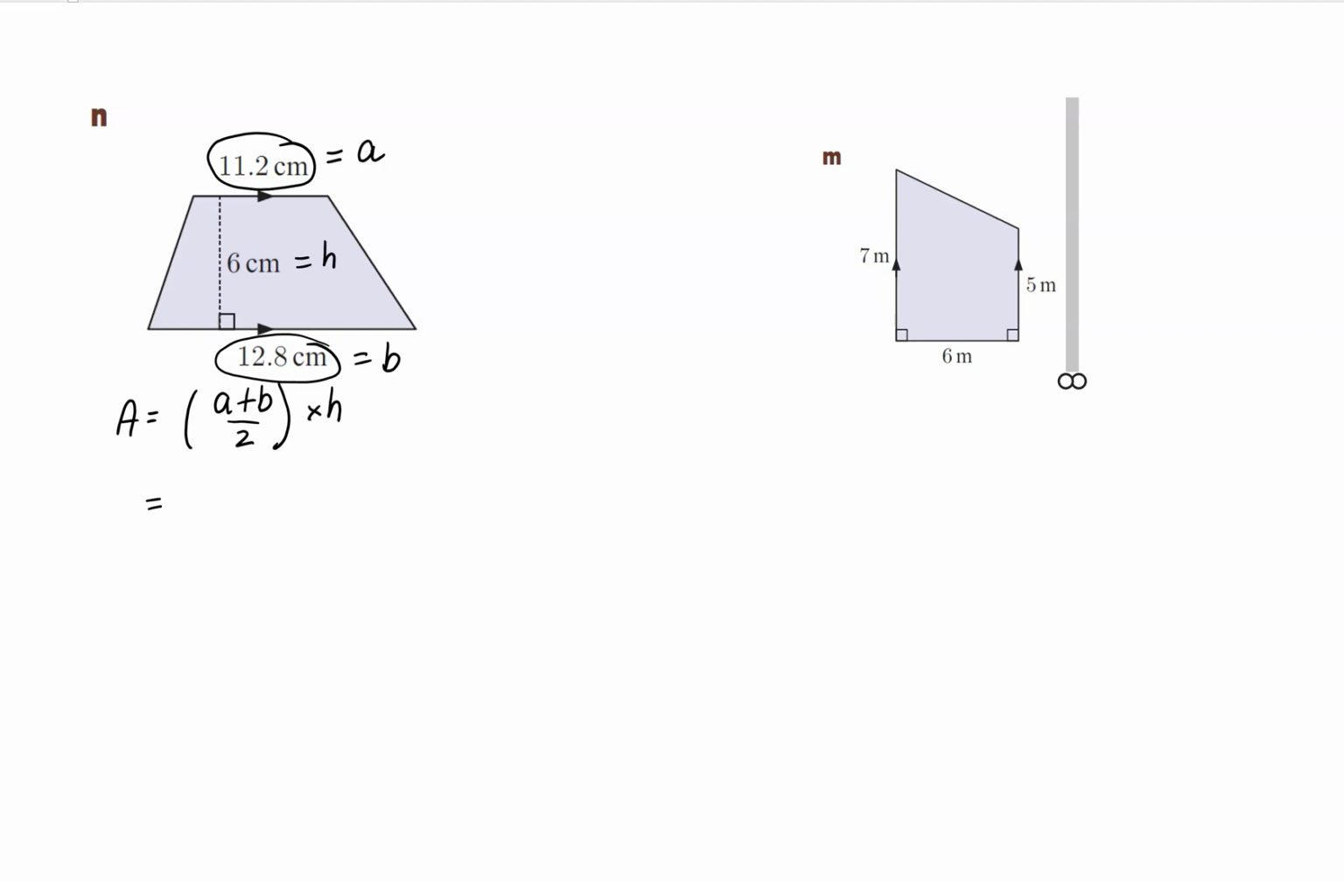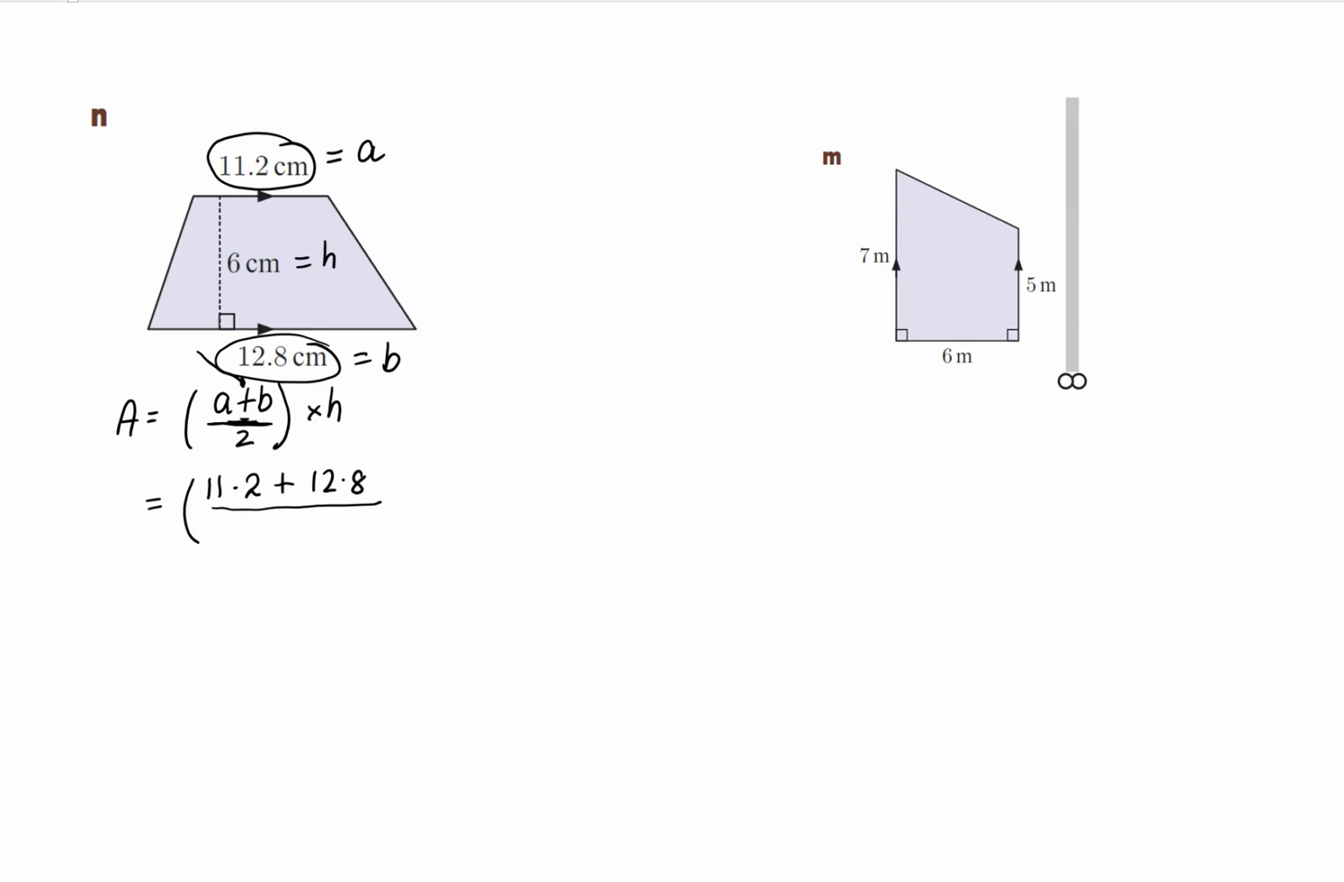So now we substitute. So instead of writing A, what did we say A was? We put 11.2. It says plus, right? There's a plus here. I put plus B, which is 12.8. Right? Not much thinking. I'm just following.